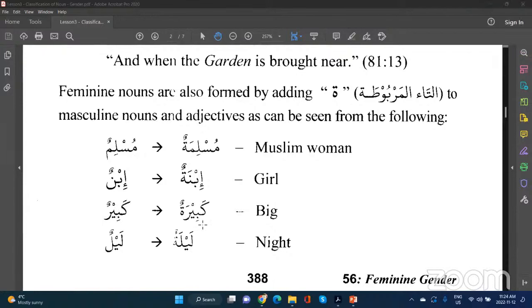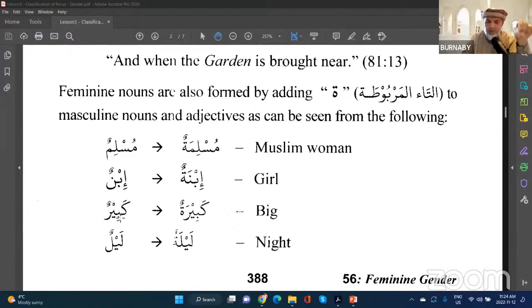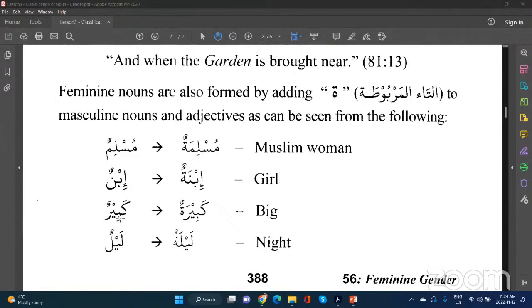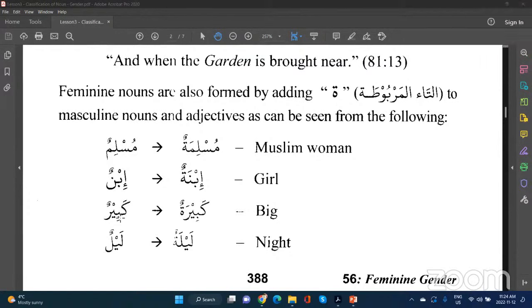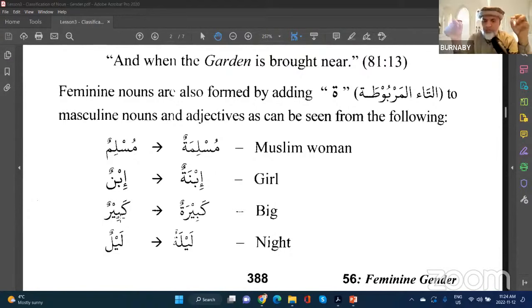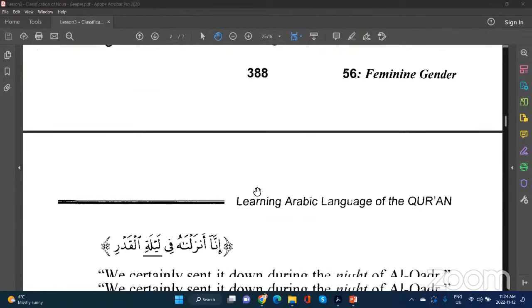Now, another thing to understand. Kabir is an adjective. It is describing the noun. If I say the door is big or the road is long, what am I saying? I'm giving you an adjective, a quality. So Kabir, meaning big, is a quality. When you're dealing with qualities, they can be turned into feminine by adding the ta marbuta. Okay. Laylun means night. If you want to make it feminine, you will say laylatun. Making sense? Okay, good. So this is another category.